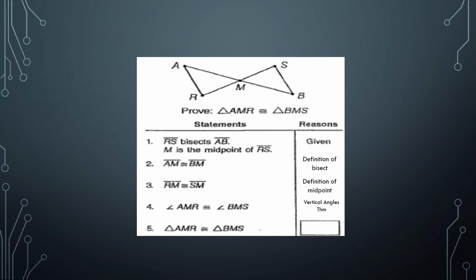So that means that we have two sides. We have AM congruent to BM. We have the other side, RM congruent to MS. And we have the angle included, AMR and BMS congruent. So that leaves our kill shot to be side, angle, side.